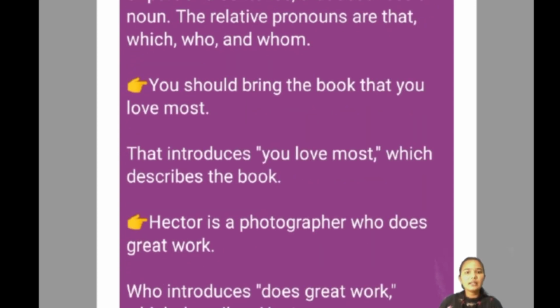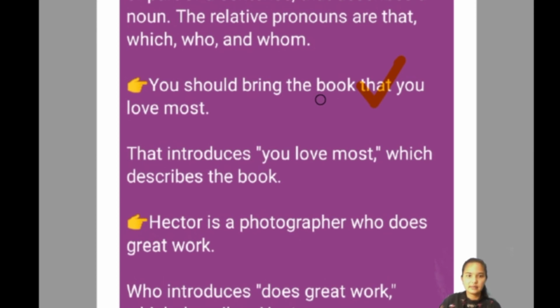You should bring the book that you love most. Okay, it's saying that you should bring the book that you love most. Now here, that introduces "you love most." Here it's relating this that, right? So that is introducing "you love most," which describes the book. You should bring the book that you love most.